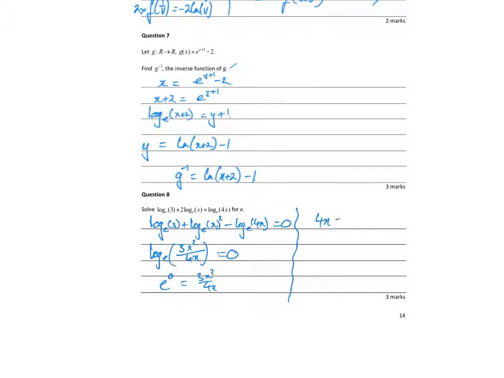So 4x is equal to 3x squared. So what if we go 3x squared minus 4x is equal to 0. x out the front, 3x minus 4 equal to 0. x is equal to 0 or 4/3. Solve for x. So either of those answers are reasonable. So, done. Last one.